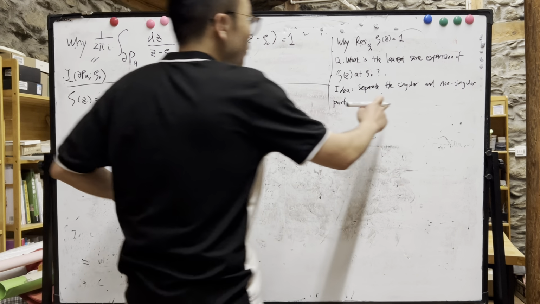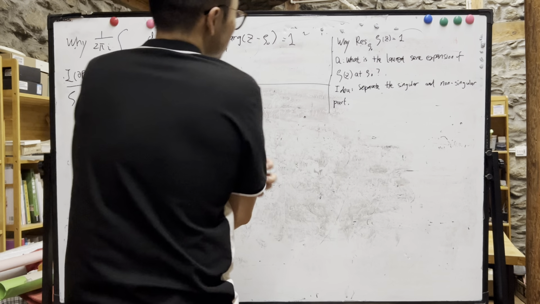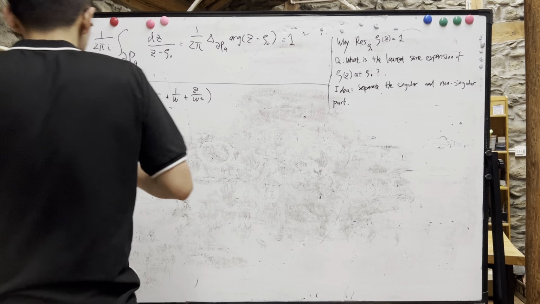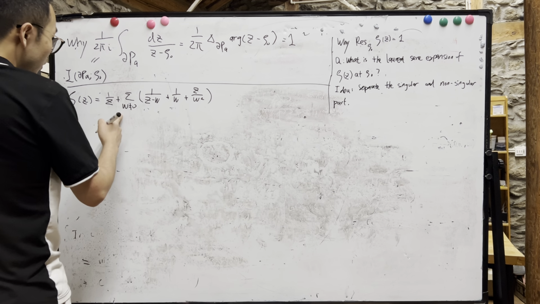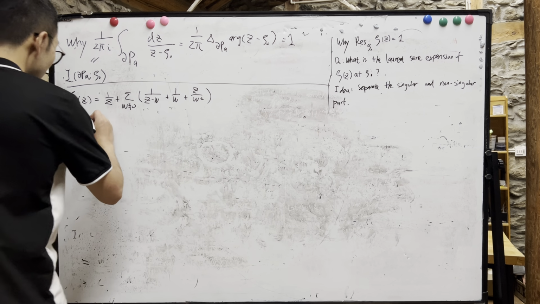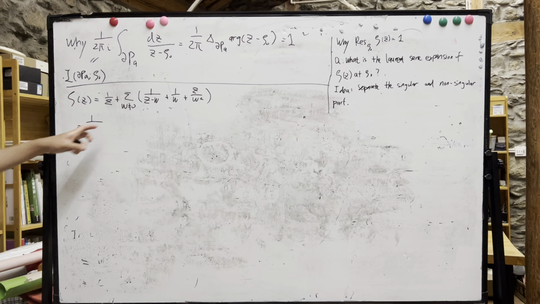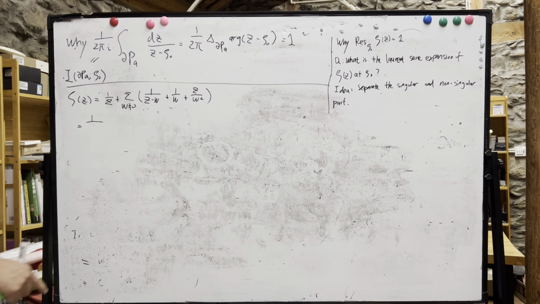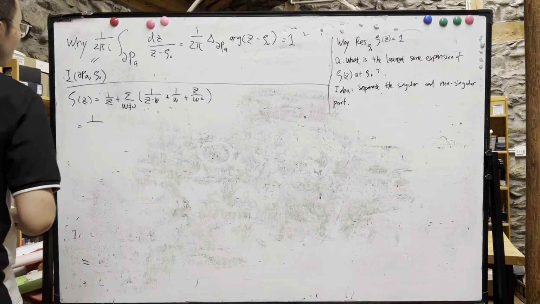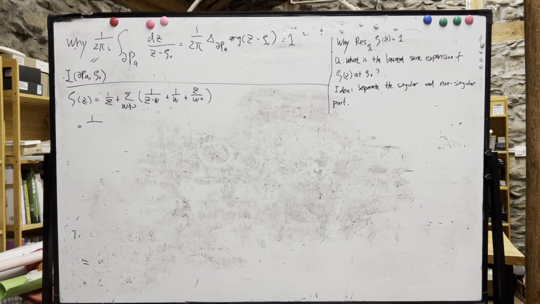So let's separate the singular and non-singular part. Since this zeta naught is not equal to 0, let's pull out this zeta naught from the sums. Let me try to make sure that I get the right idea here.